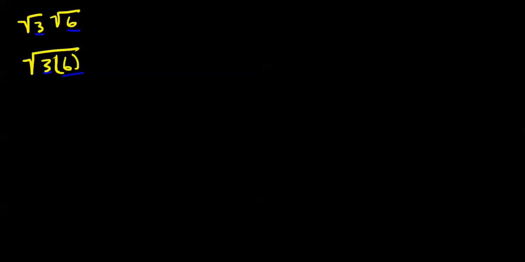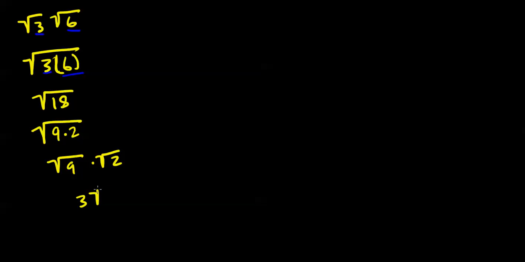And we can go ahead and simplify this. So we want to find two numbers that multiply to give us 18, and hopefully one of them is a perfect square. So we've got 9 times 2, and 9 is a perfect square. And then we can split them up into two separate radicals: radical 9 times radical 2, and radical 9 would equal 3, so it would be 3 times radical 2, so 3 radical 2.